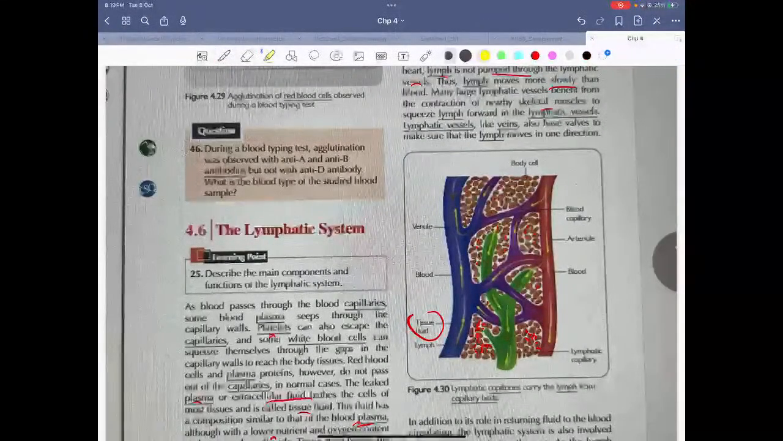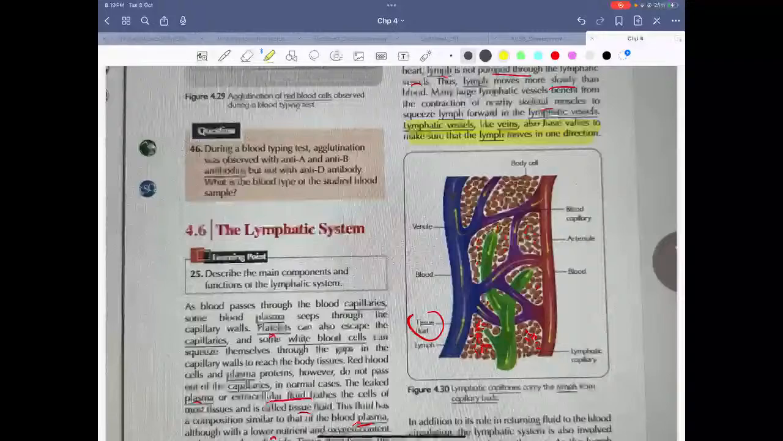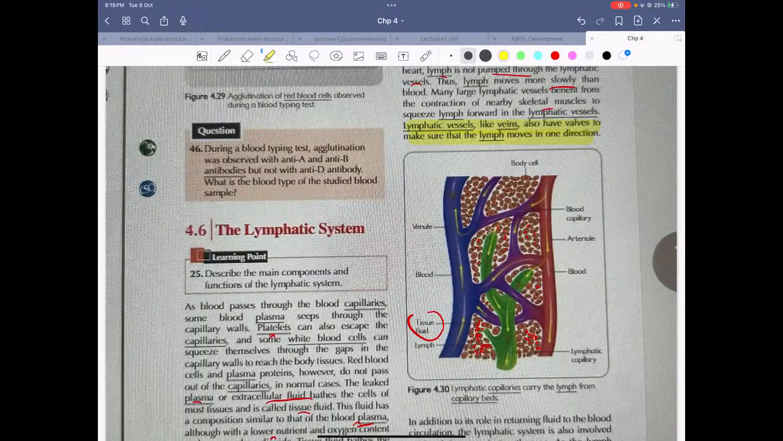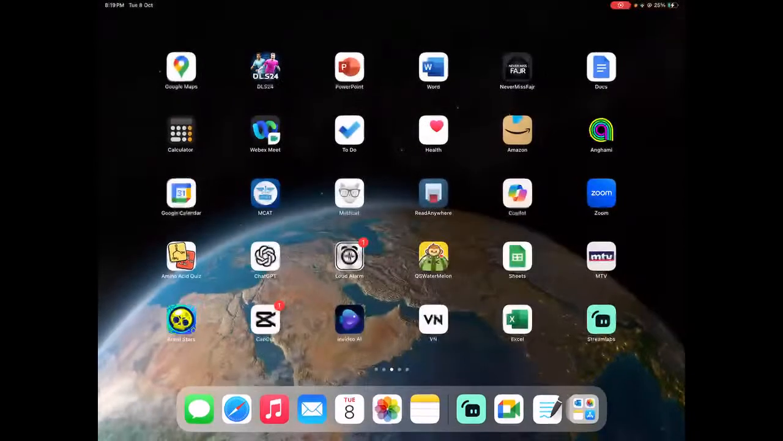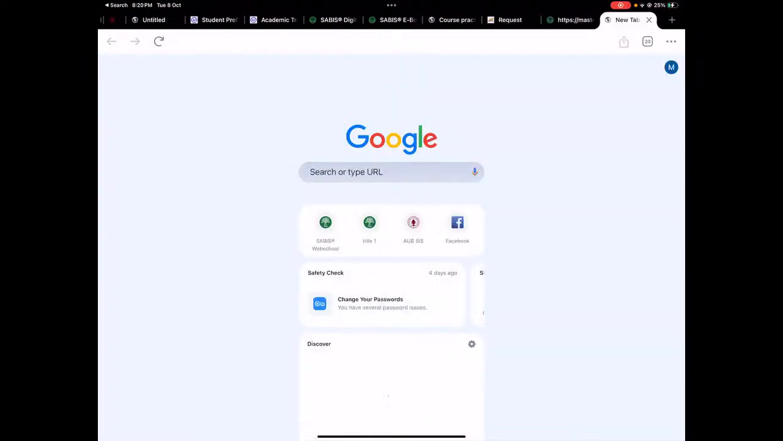And also, just the last thing before you leave, Tala, lymphatic vessels also have valves, okay? And remember, the function of valves is to force blood to move in one direction. Okay, any questions about what we just took now before I do the quiz? Or we're all good? Okay, let me check the quiz out.